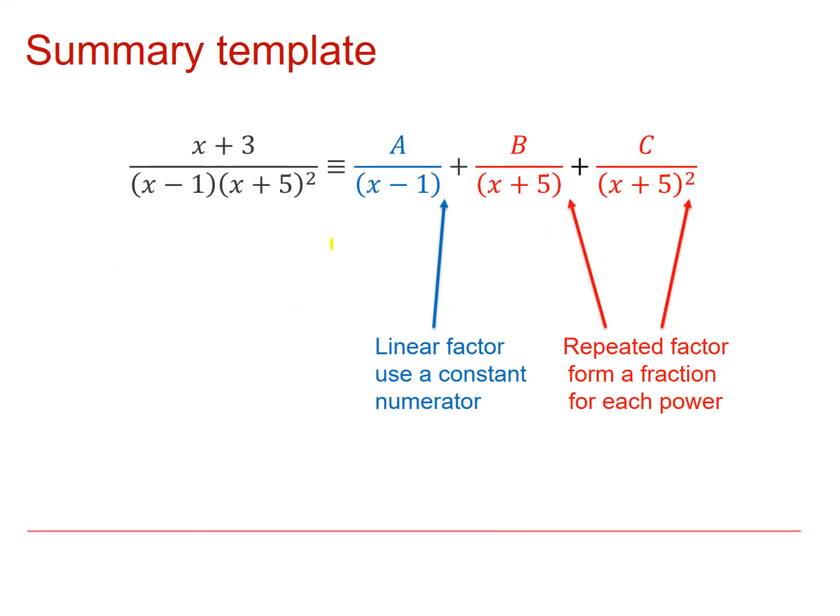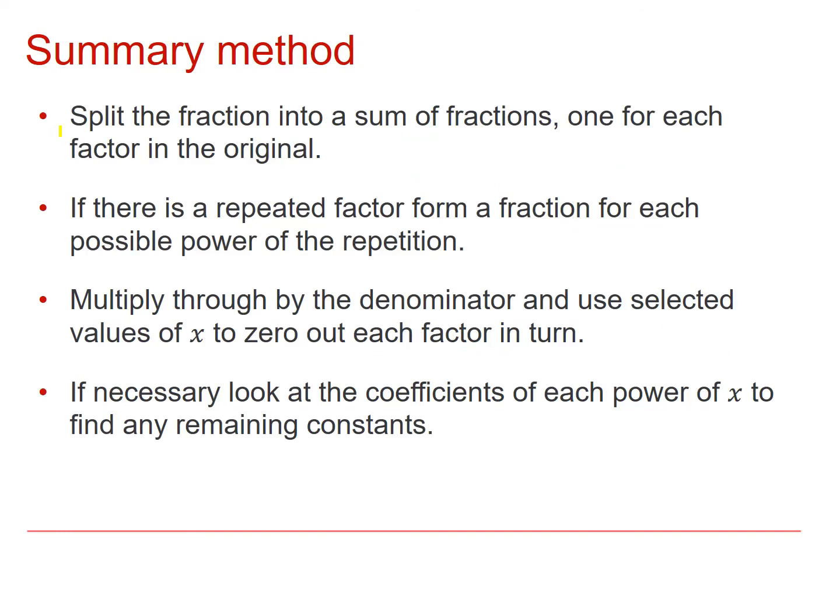So the summary template for this is, if you've got a single linear factor, you get a single fraction in the result. If you've got a repeated factor, you need to consider a fraction that uses each of the powers for the repeated factor. So the summary method then, we split the fraction into a sum of fractions, and you have 1 for each factor in the original. If you've got a repeated factor, then you get a fraction for each possible power of that repetition.